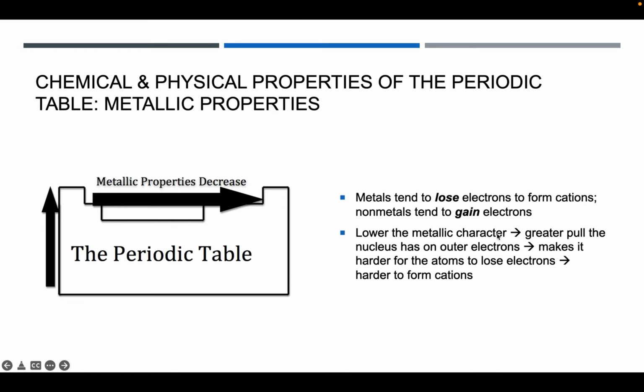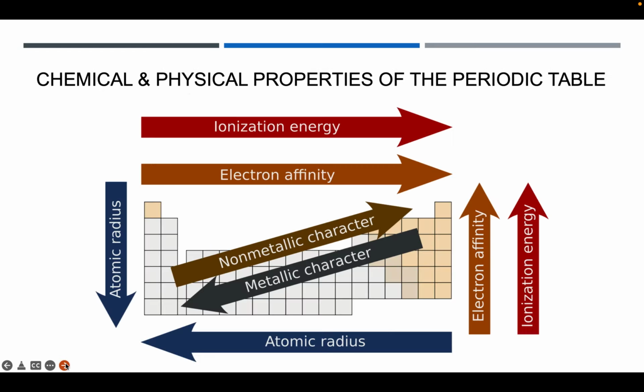So if I have a lower metallic character, I'm going to have a greater pull from the nucleus on the outer electrons. So it makes it harder for the atoms to lose electrons because the electrons are pulled into the center. So it's going to be harder to form cations because it's harder for me to lose the electrons. This is a summary of what I have gone over. Ionization energy and electron affinity go hand in hand together. Atomic radius I didn't mention too much, which is not looked into much in Gen Chem 1, and metallic character decreases this way.